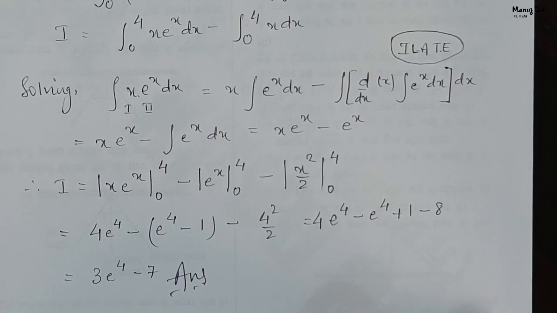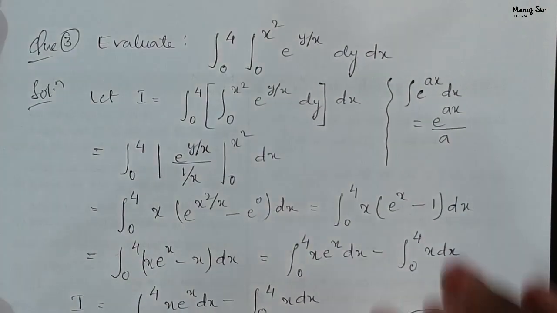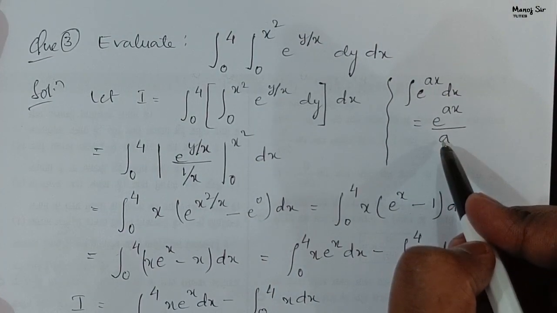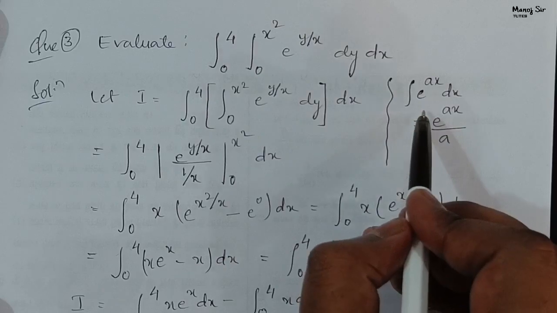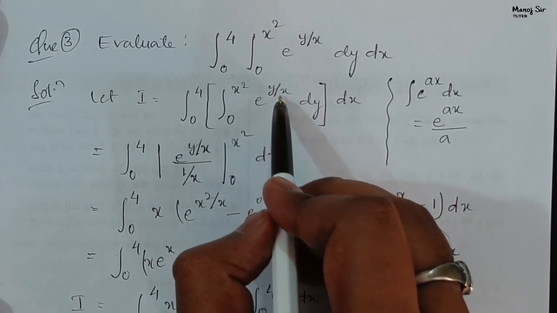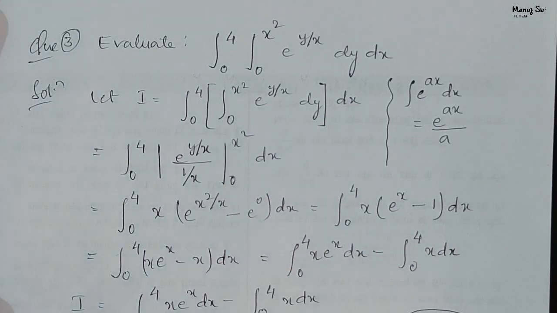So we can say the important part of this problem is this formula: the integral of e to the power ax dx equals e to the power ax upon a. If you compare this with this, here we are integrating with respect to y, so we will consider 1 upon x as constant. So we have put 1 upon x in the denominator part.